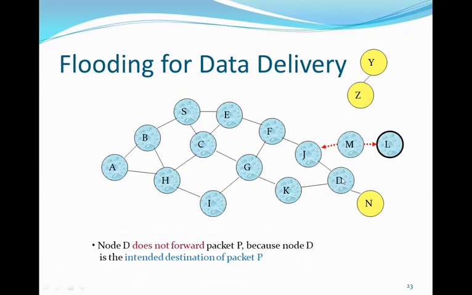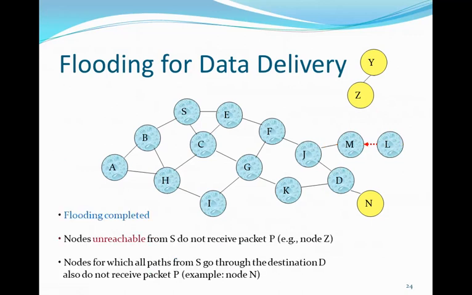So node D doesn't forward the packet P because node D is the intended destination of packet P. As node D is the intended destination, it absorbs the data and will further process it, and then N receives nothing. Similarly, M forwards to L, and then L will broadcast back to M. As M has already forwarded or processed the same packet having the same sequence number, it will stop over there. So now the flooding is completed.